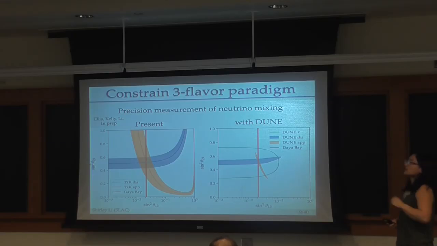And this is something we can drastically improve with DUNE. The right figure shows the projected sensitivity using DUNE. And you see both the blue and the orange shrink significantly.